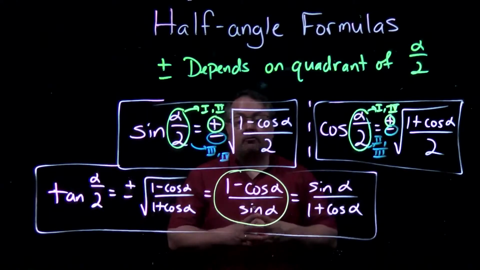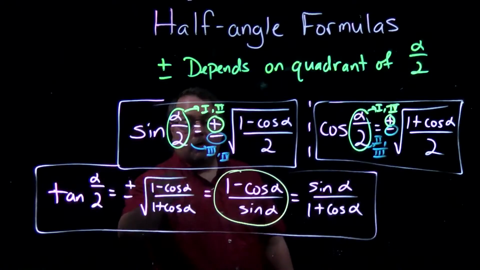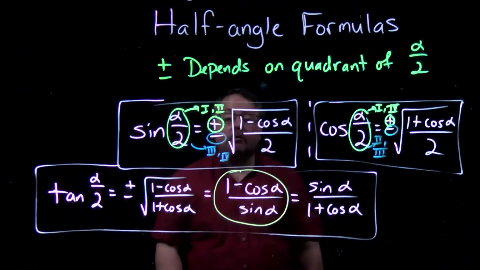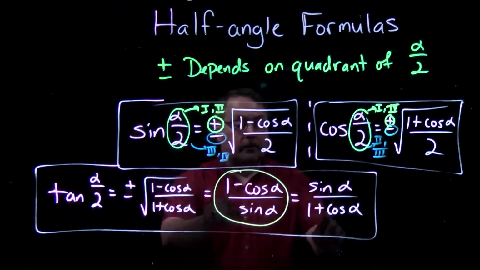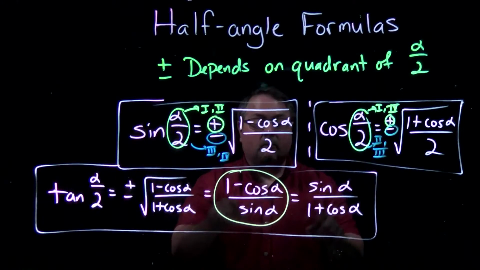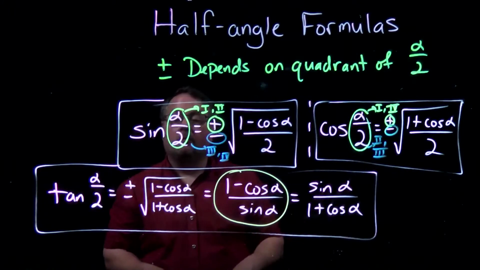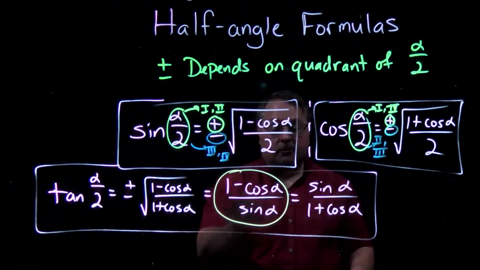It has the drawback that we need to get the cosine and the sine of alpha, whereas for the first formula we only need to find the cosine. But it has an advantage: first off, both of these formulas don't have a plus or minus. The nice thing about these two formulas is they will detect what quadrant alpha over 2 is in, and assign the plus or minus sign automatically. So there's no choice to make.